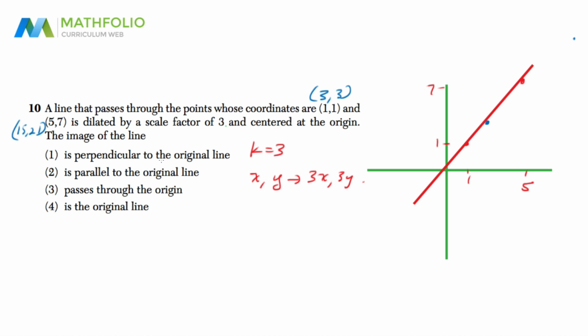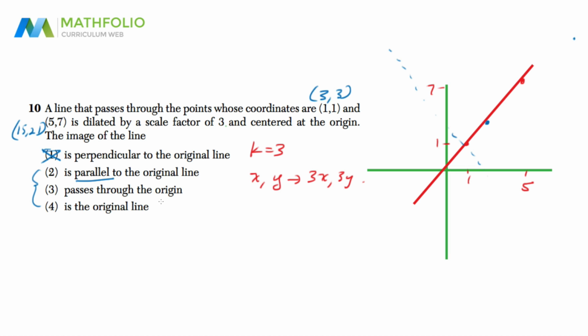So let's think about it. Does it look like this line is going to be perpendicular? Well, to be perpendicular, it would need to change its slope from positive to negative or negative to positive, so it's definitely not that one. Is the line parallel? Well, it might be, because it does stretch all the way up there. And then also, is the line the original line, and does it pass through the origin? So we've got these three answers right now.